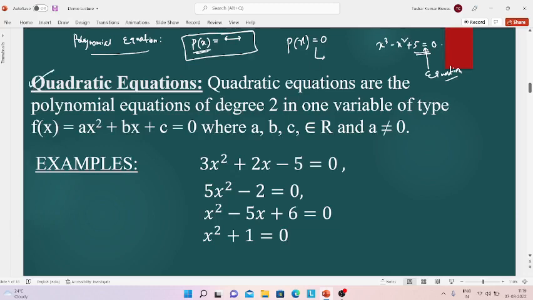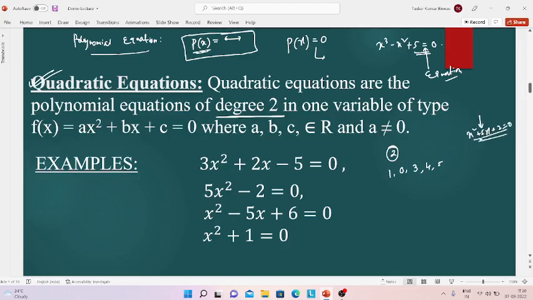So what is a quadratic equation? A quadratic equation is a polynomial equation. First of all, a quadratic equation is a polynomial equation of degree 2. So here is the foundation that we have to take: degree 2 of the polynomial equation, right? We can't take degree 1, we can't take degree 0, we can't take degree 3, 4, 5, we have to take only degree 2, like x square plus 5x plus 2 equals 0.